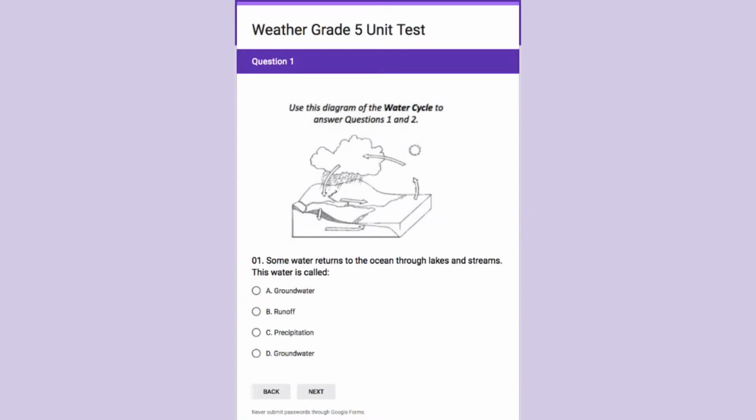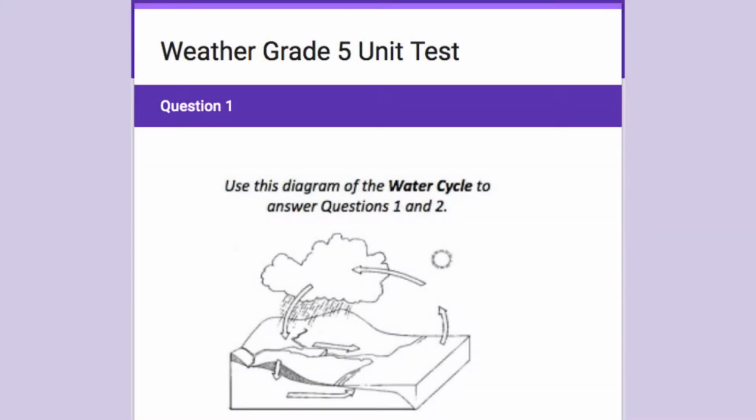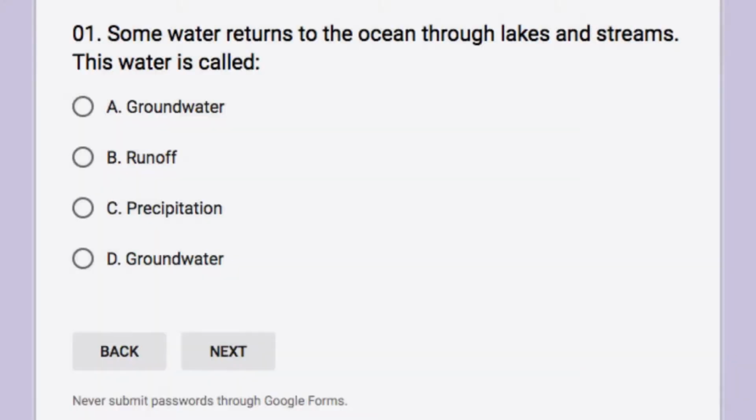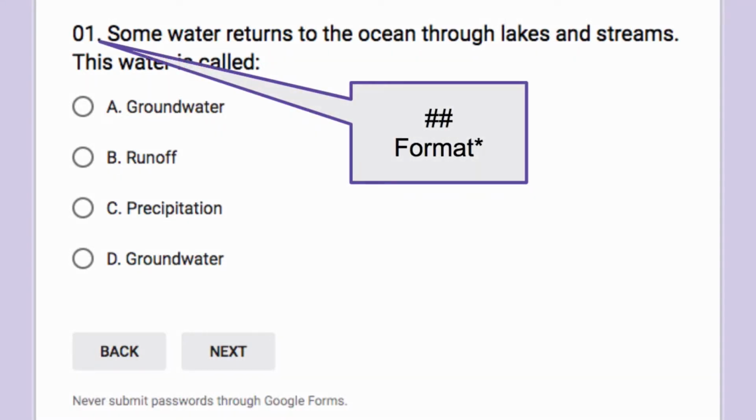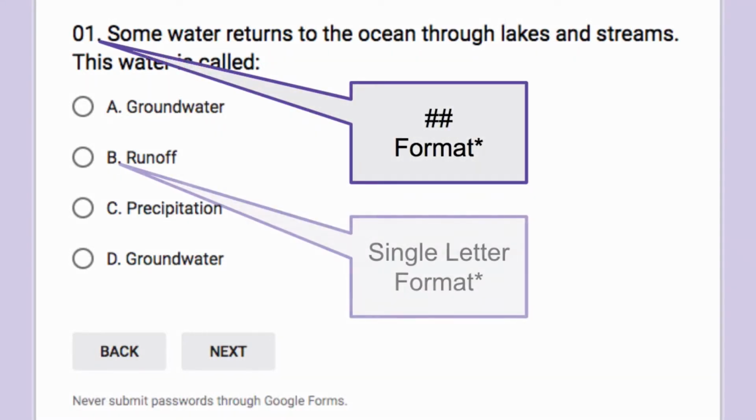So here is question number 1. And if we take a closer look, up here is that header. And every section should have either an identification or some sort of written explanation. We're going to be using this double-digit format for the questions and a single-letter format for the choices or the alternatives.